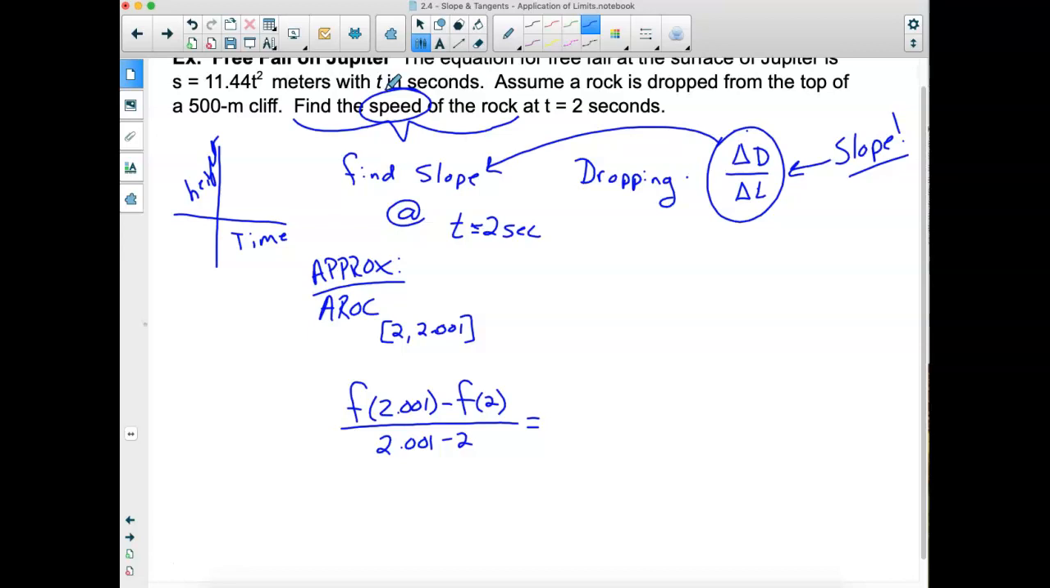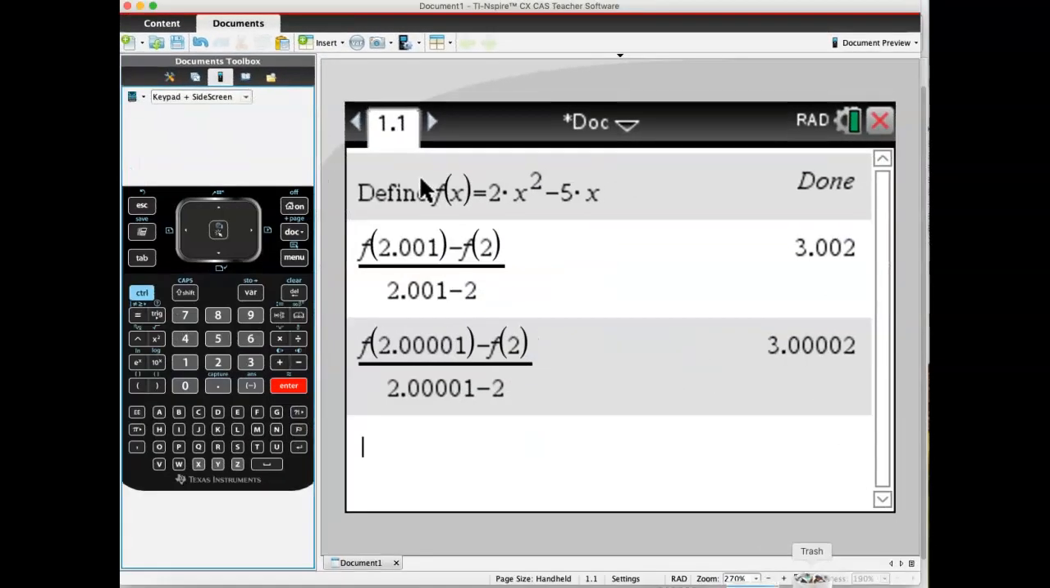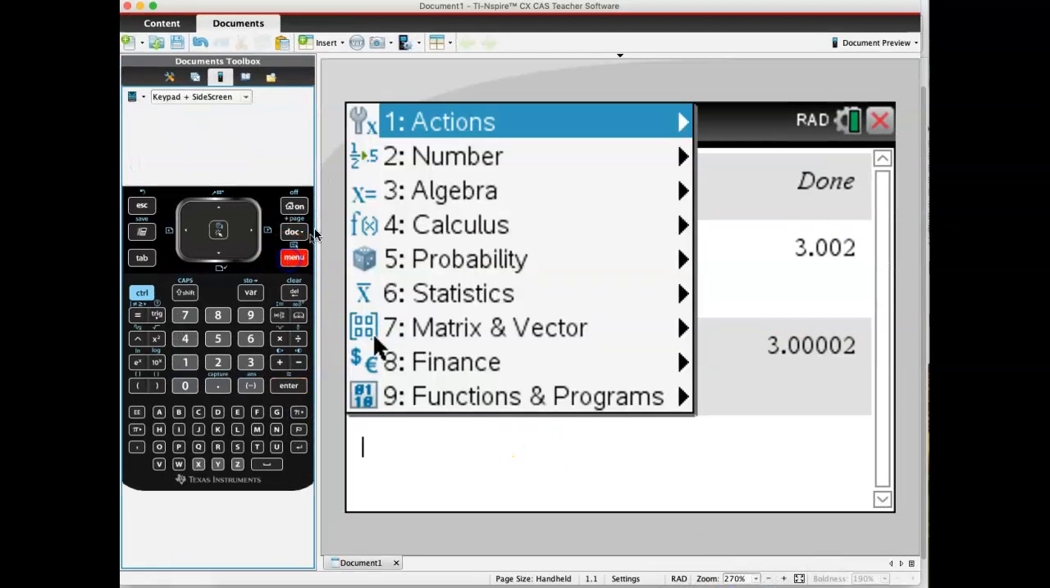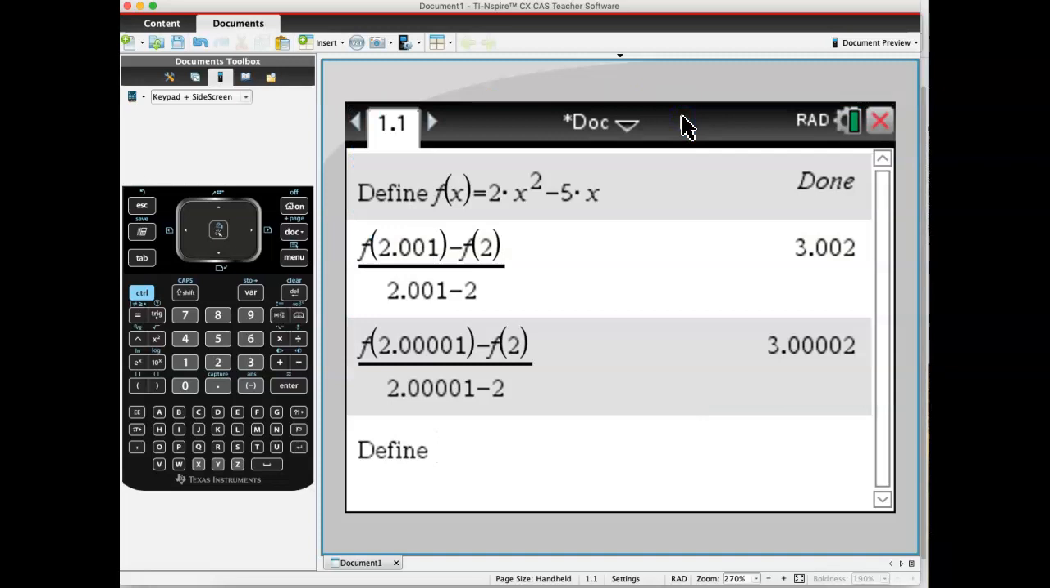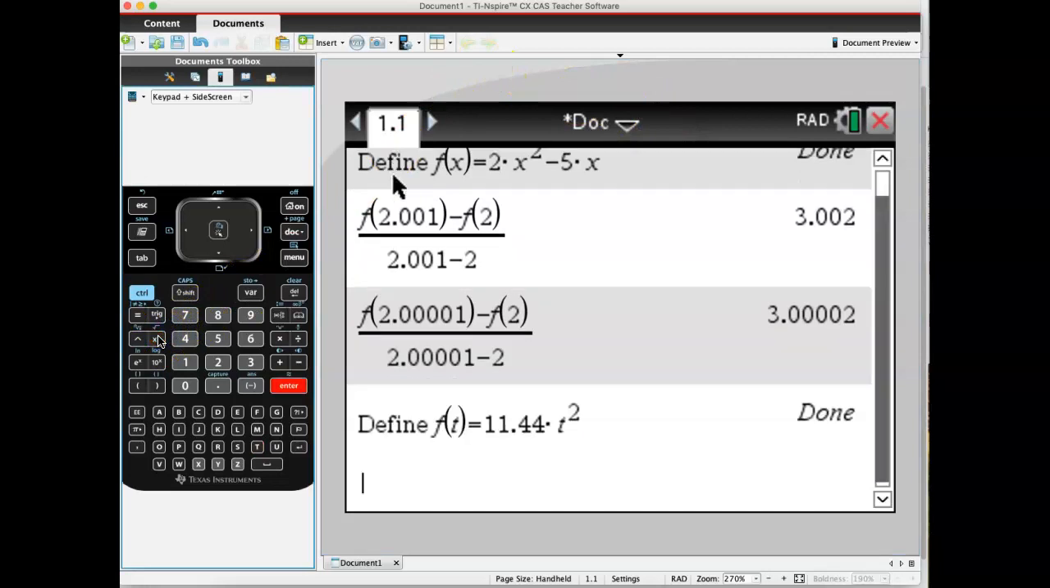So I don't want to type in all these things. I don't want to take 2.001 squared times 11.44. No, I'm going to come down here and use my calculator. I'm going to say menu, actions, and redefine a new function. And I'm going to redefine it as f of x again. This is going to write over my old f of x function. And I'm going to say 11.44. I can even put a t in there if I want, but if I put a t, I have to define this function in t squared. I don't have to put a t. I can put an x. Doesn't really matter.